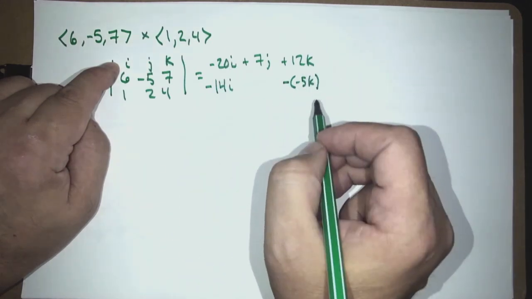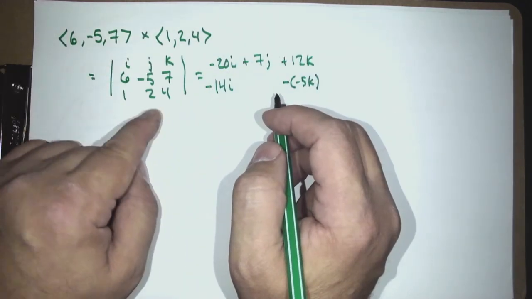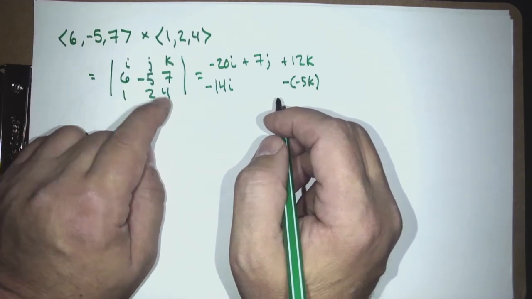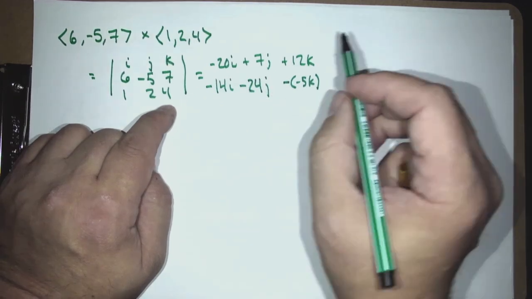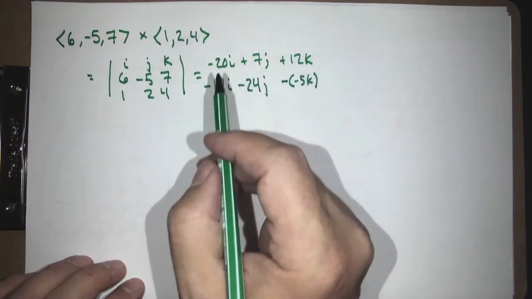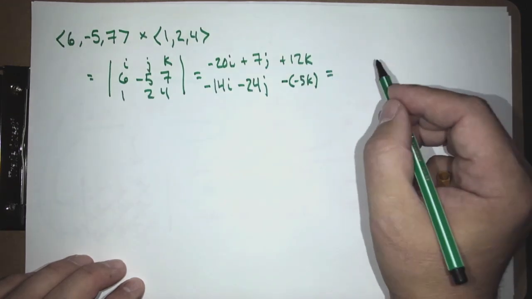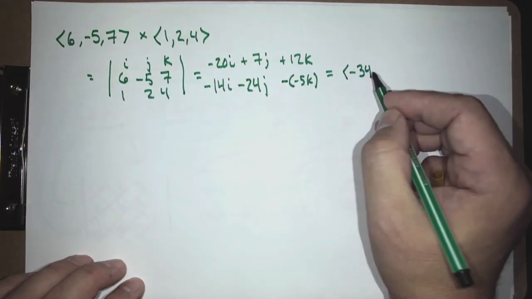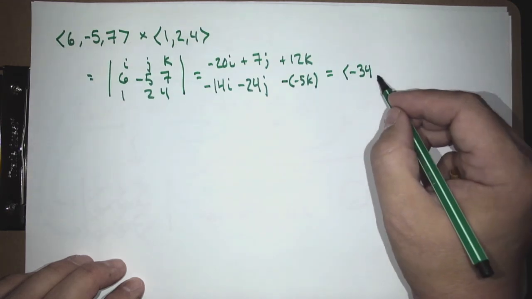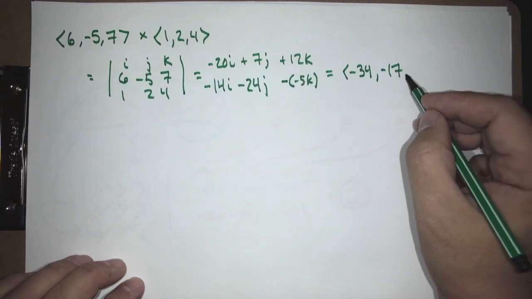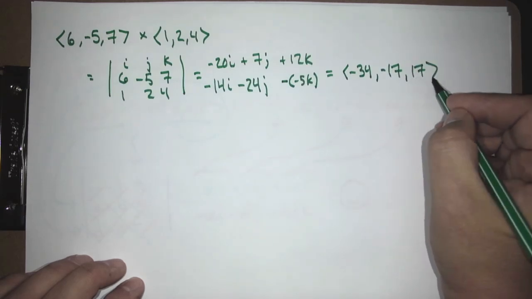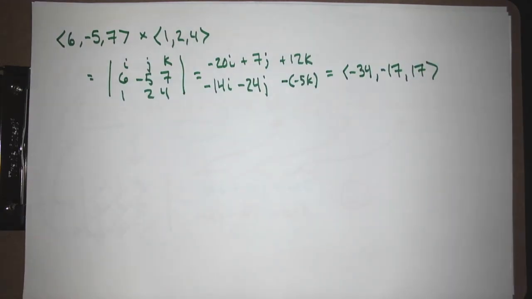Notice I'm just writing them so the K's and the J's and the I's are on top of each other. 4 times 6 times J, it's 24J, so we're going to subtract that. And because I've written it so they're on top of each other, we can easily group. Minus 20 subtract 14, negative 34. 7, subtract 24, negative 17. 12 minus 5, 17. All right. Cool.